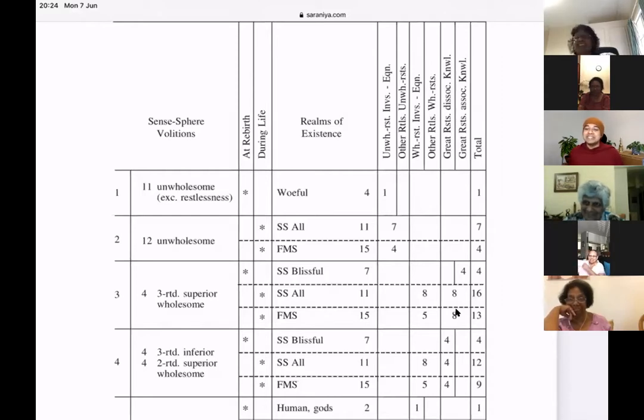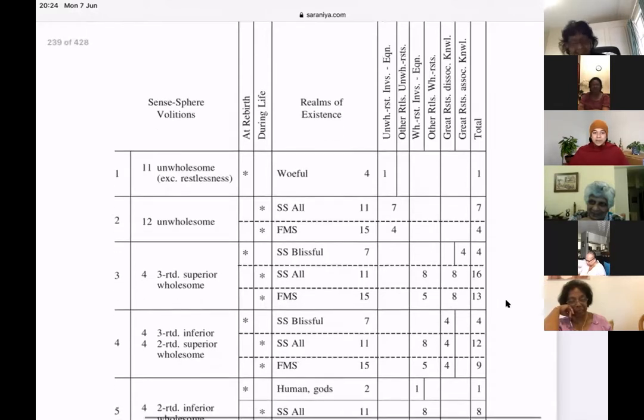How do the numbers get here? Kalama Sutta, do not believe. Do not accept. Yeah, true. How does it come here? How do we get this number? All right. So then moving on.